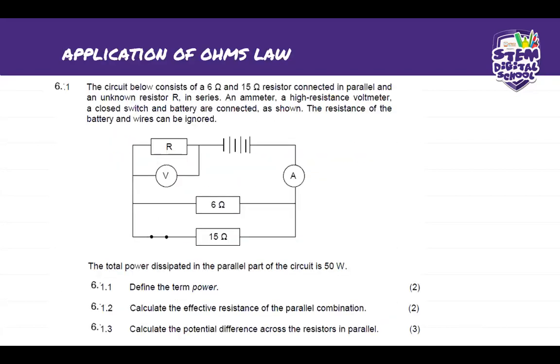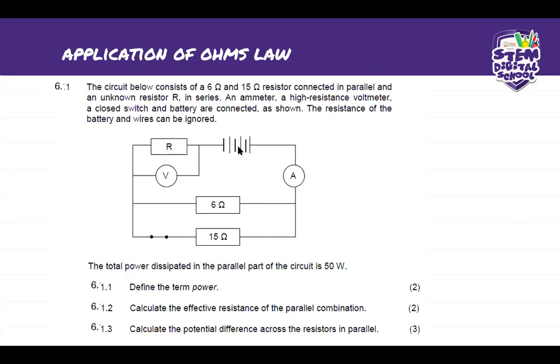Okay, so now we move to question 6, and question 6 states that now is the application of the Ohm's law. It says here the circuit below consists of 6 ohms, and a 15 ohms resistor connected in parallel and unknown resistor R, okay, in series. So basically, this is our parallel branch, and this is our series branch. It's not a branch in this case because there's only one series resistor, but you can already see what is going on here.